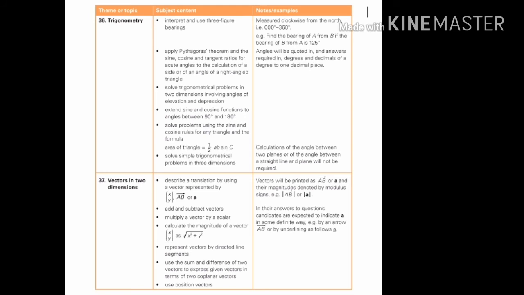Chapter number 37, vectors in two dimensions. This chapter includes describe a translation by using a vector represented by a given vector, add and subtract vectors, multiply a vector by a scalar, calculate the magnitude of vectors, and represent vectors by directed line segments. Use the sum and difference of two vectors to express given vectors in terms of two coplanar vectors. Use position vectors as well.